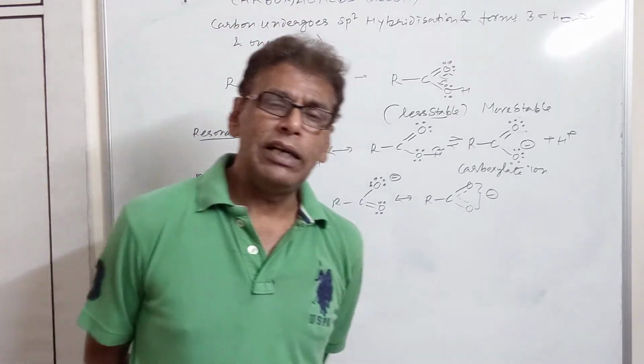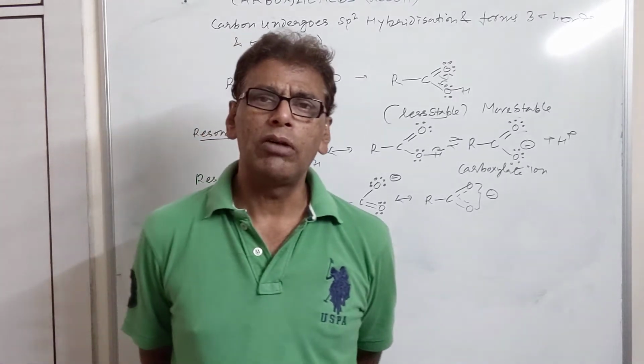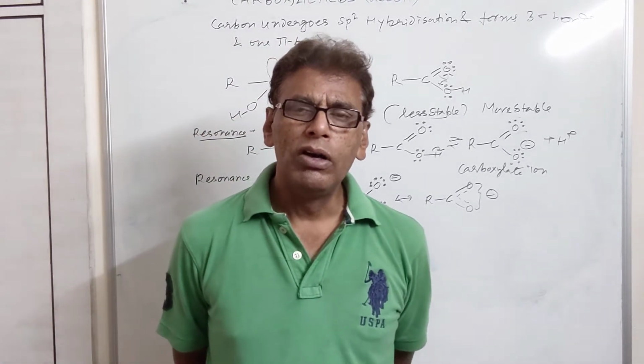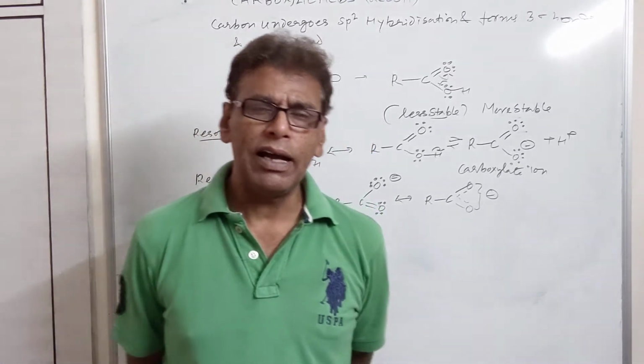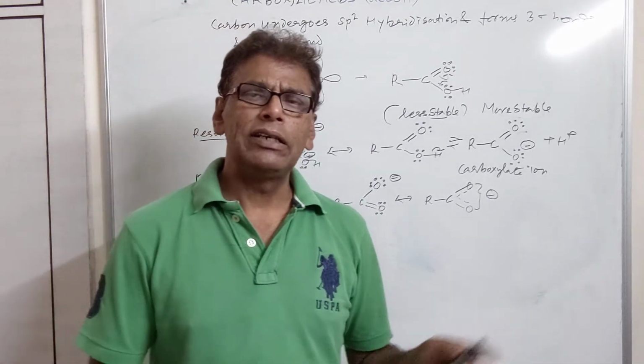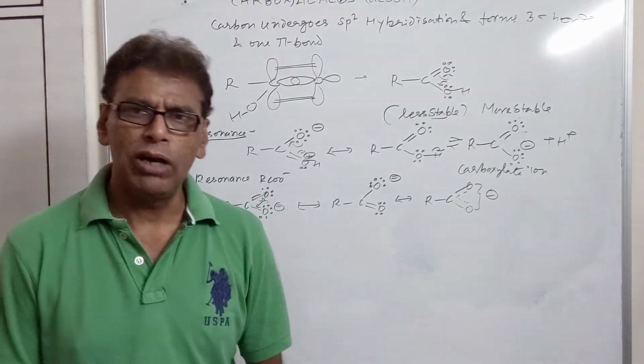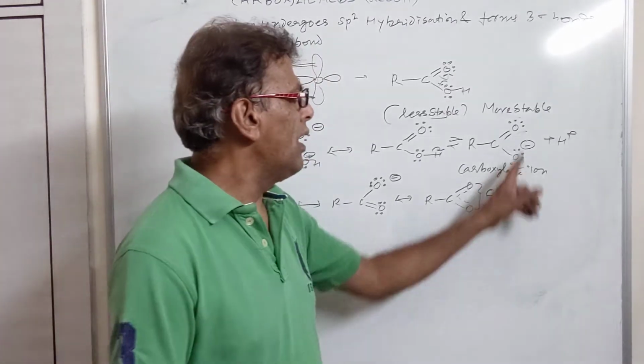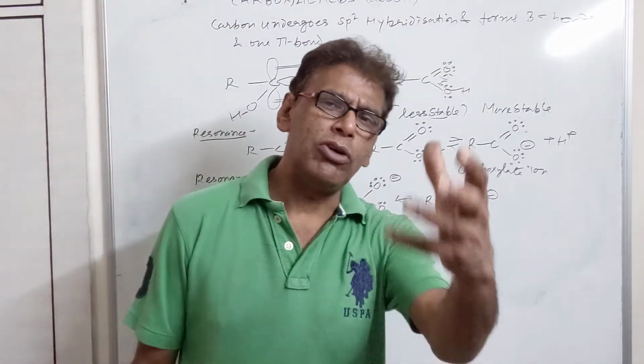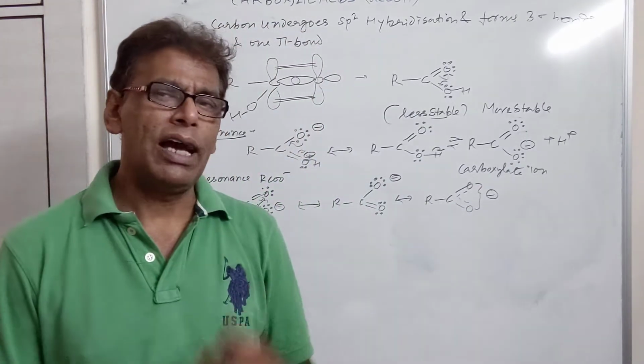So you can be asked a question, compare acidic character of carboxylic acid, phenol and alcohol. What would be the order of acidic character? Carboxylic acid will be the stronger acid as compared to phenol, phenol will be stronger as compared to alcohol. The reason for that is here negative charge is stabilized by two oxygen atoms which both are electronegative.